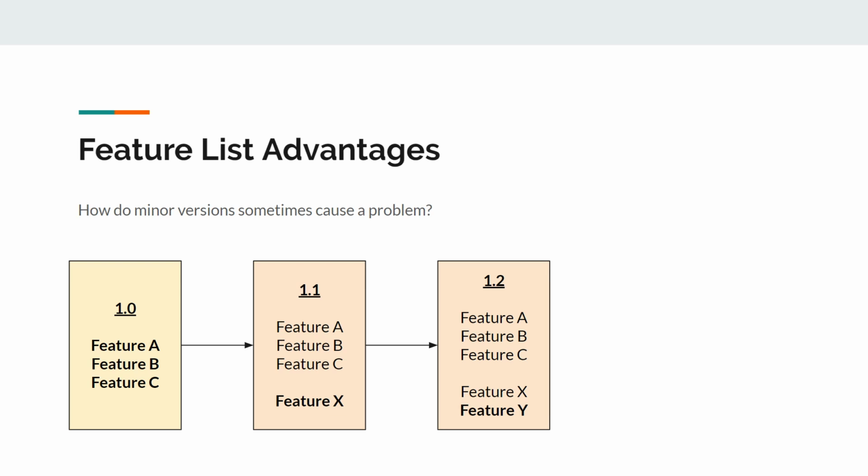So why should we use a feature list in place of a minor version? One of the reasons is that implementations can implement any combination of features. If we used minor versions with this example, anyone who implements feature Y is also forced to implement a potentially unrelated feature first, feature X, and this is because they are both in the same minor version.